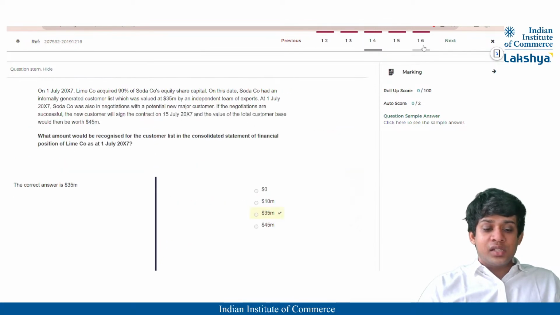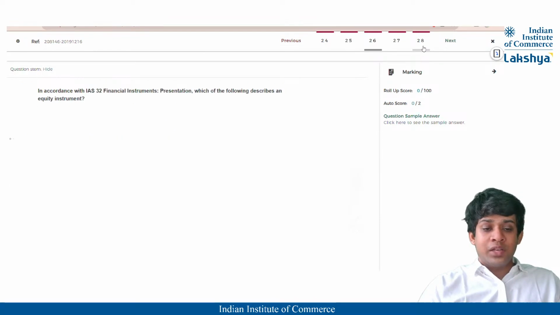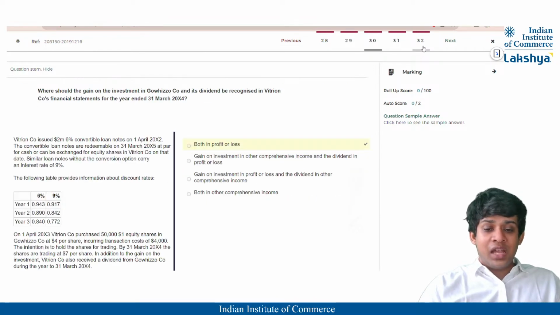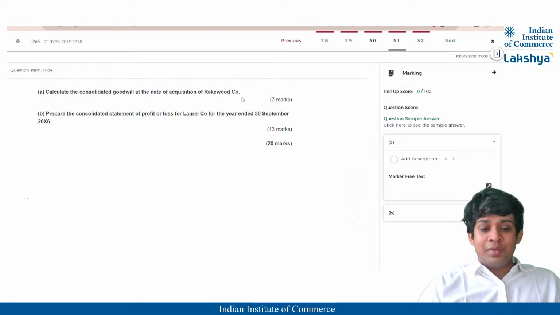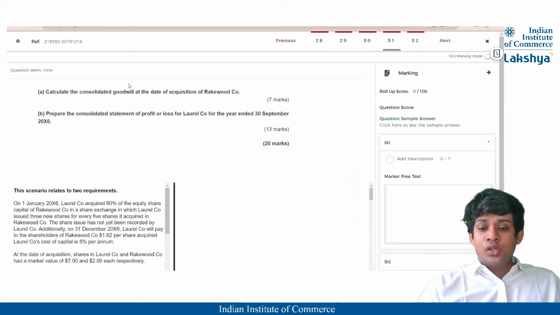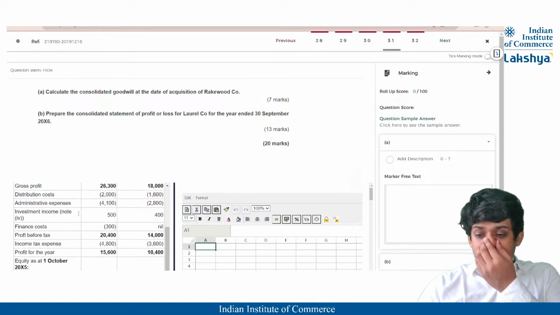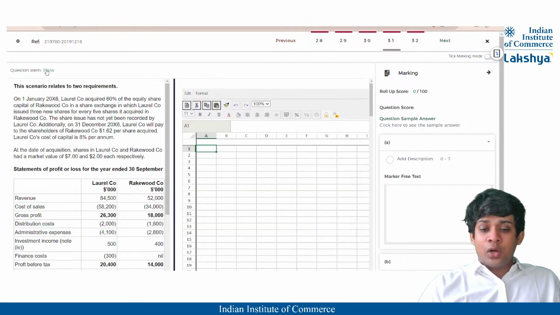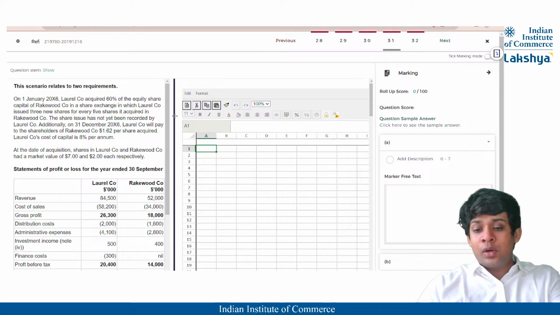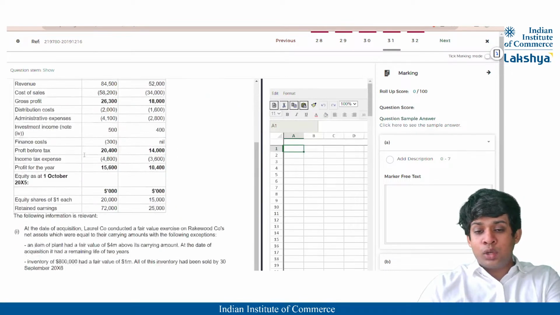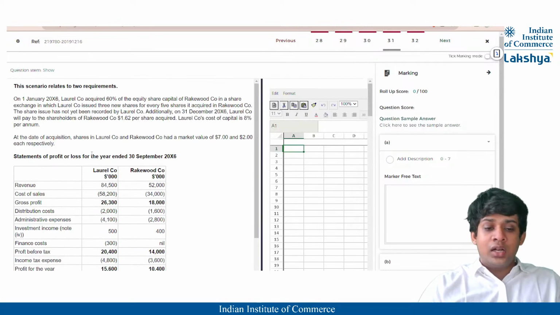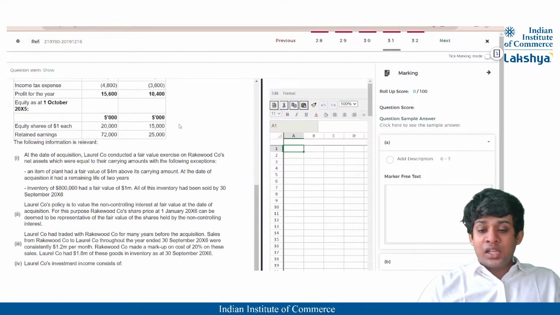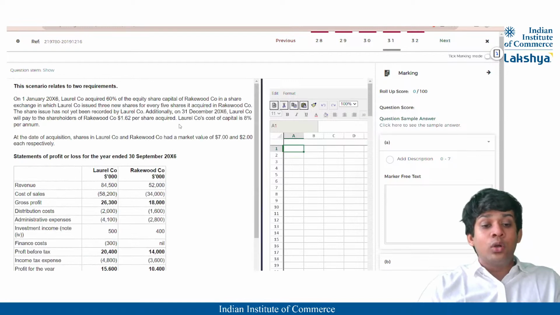So this is the interface of your solution which is to be checked for your section B and C, how the answer will be provided. This is the complete question stem that you have to calculate the goodwill, and prepare the consolidated statement of profit or loss. This is the complete question which is provided to you. You can just hide the question now. Whatever the requirements are, you can adjust this size, whether you want to see just the question.